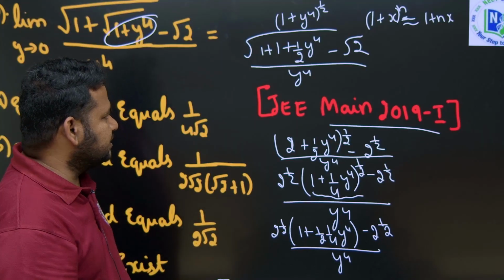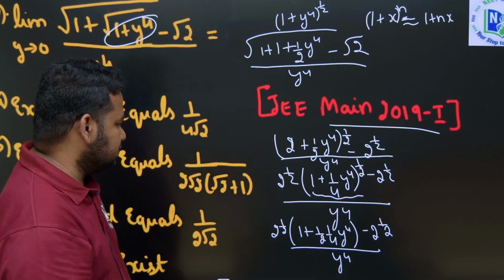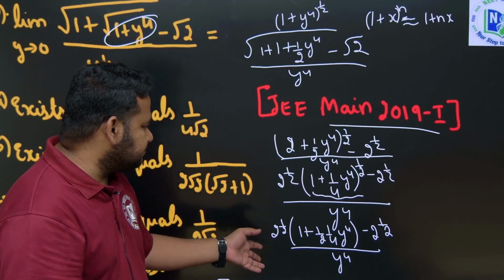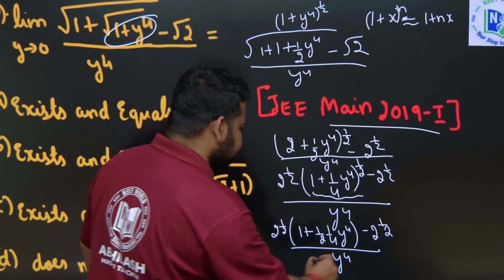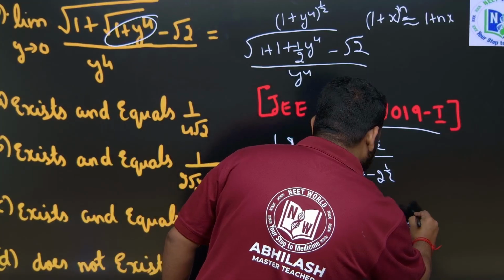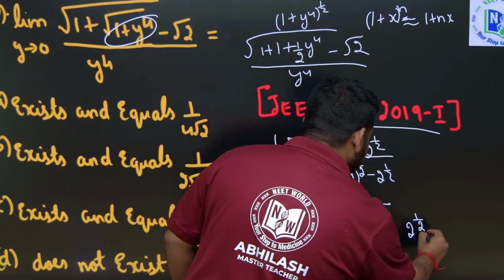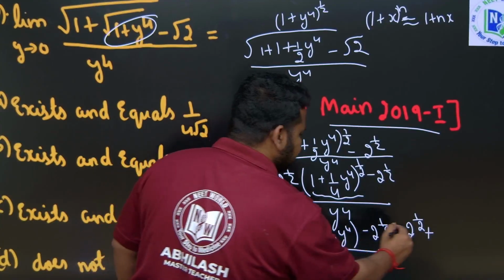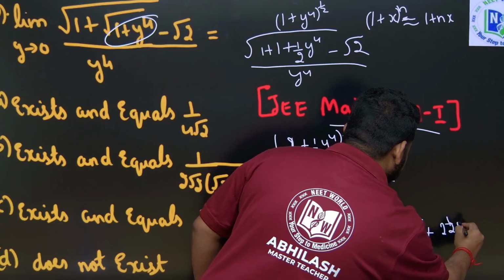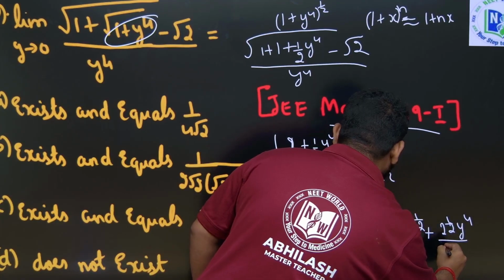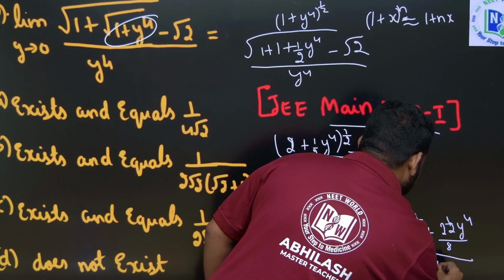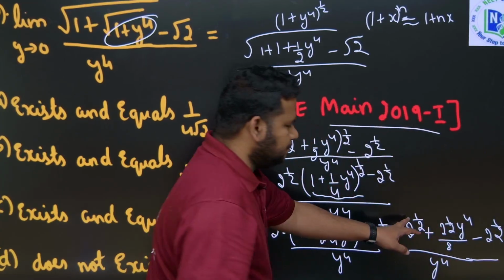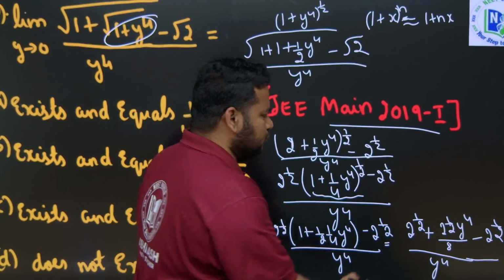Now I will show something. Even without applying limits, we can get the answer to this question. So if I multiply 2 to the power of 1 by 2, what will this become? This will become equal to 2 to the power of 1 by 2 into 1 is 2 to the power of 1 by 2, plus 1 by 8 into y to the power of 4 into 2 to the power of 1 by 2, that is 2 to the power of 1 by 2 into y to the power of 4 divided by 8, this whole divided by y to the power of 4. Minus, already it is given, 2 to the power of 1 by 2. This plus 2 to the power of 1 by 2 minus 2 to the power of 1 by 2, I can cancel.